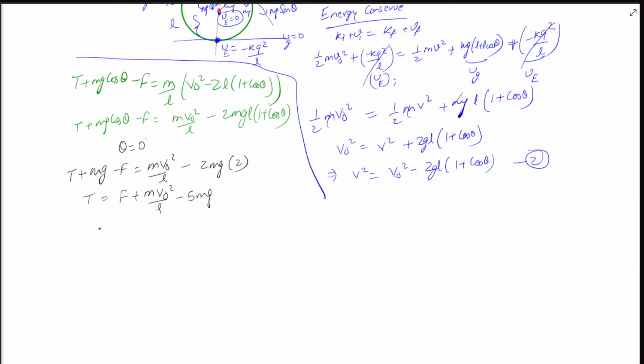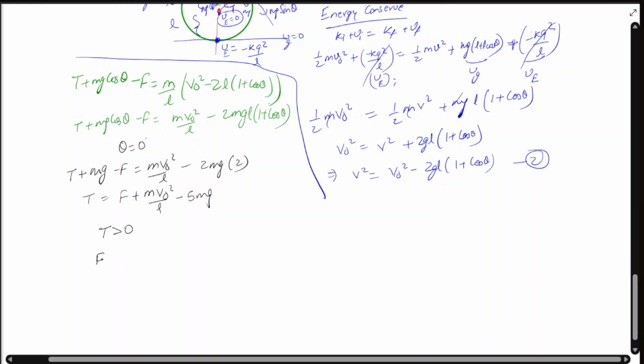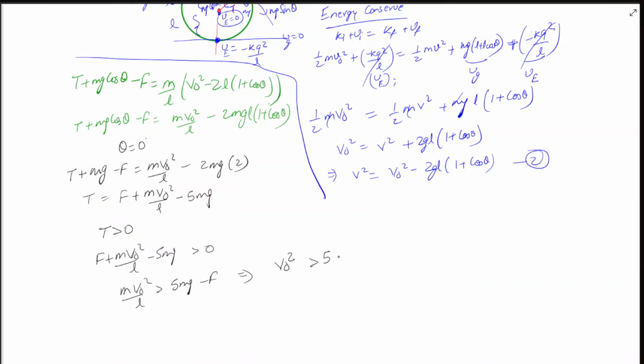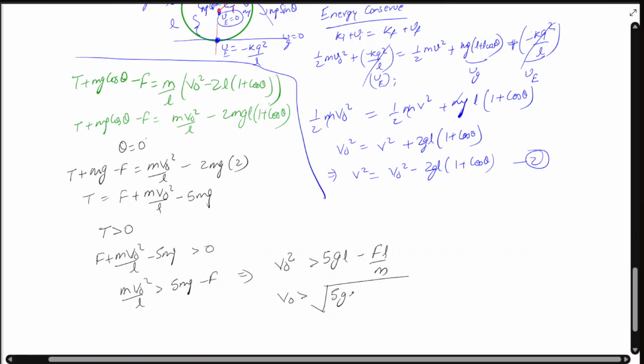Perfect. Now T should be greater than 0. So we will have F plus m v naught square by L minus 5mg should be greater than 0. Let's rearrange them. m v naught square by L should be greater than 5mg minus F. It turns out v naught square should be greater than 5gL minus FL by m. So v naught should be greater than root of (5gL minus FL by m). When you solve this, you will get your answer.